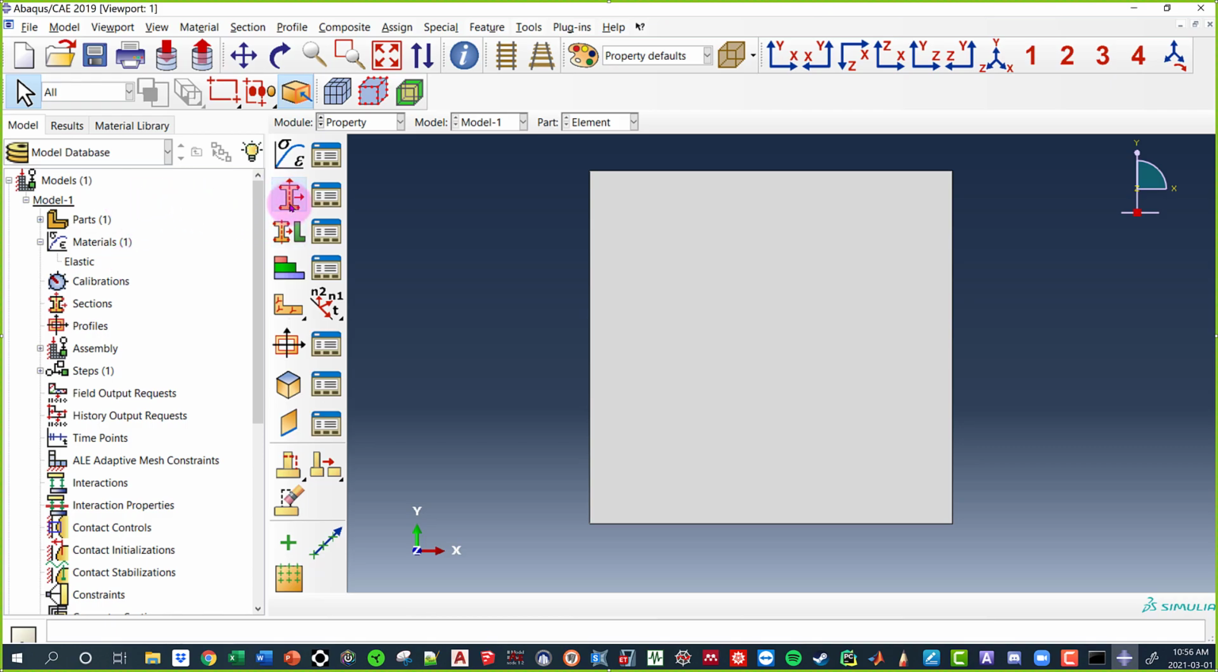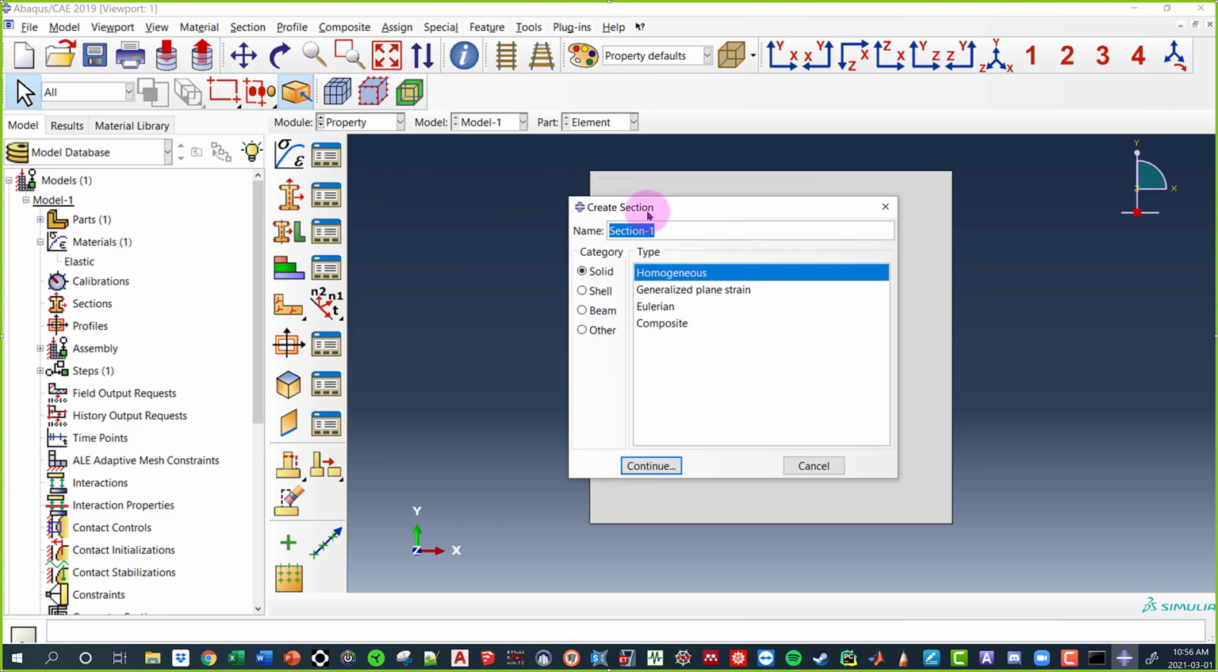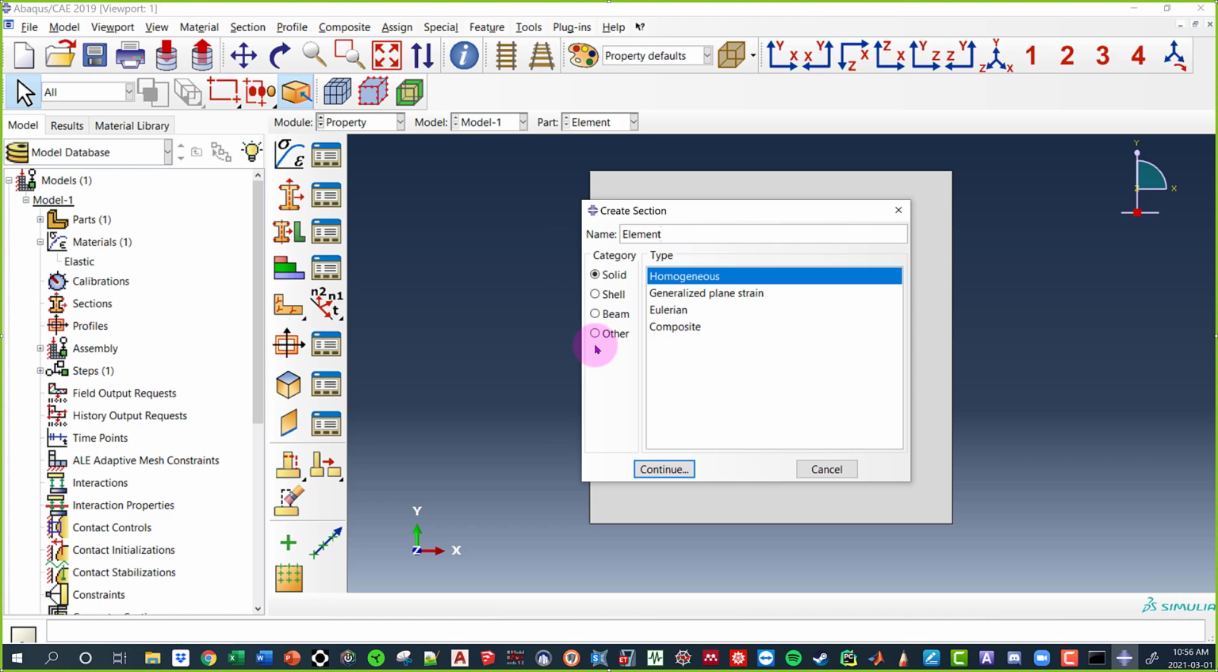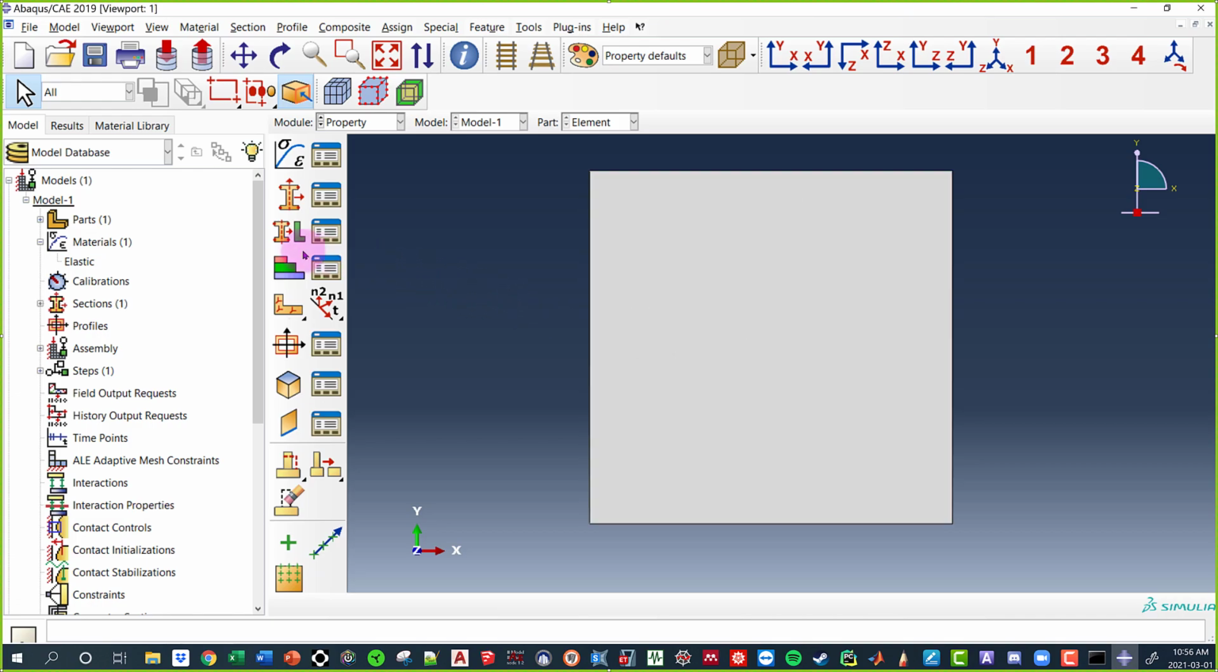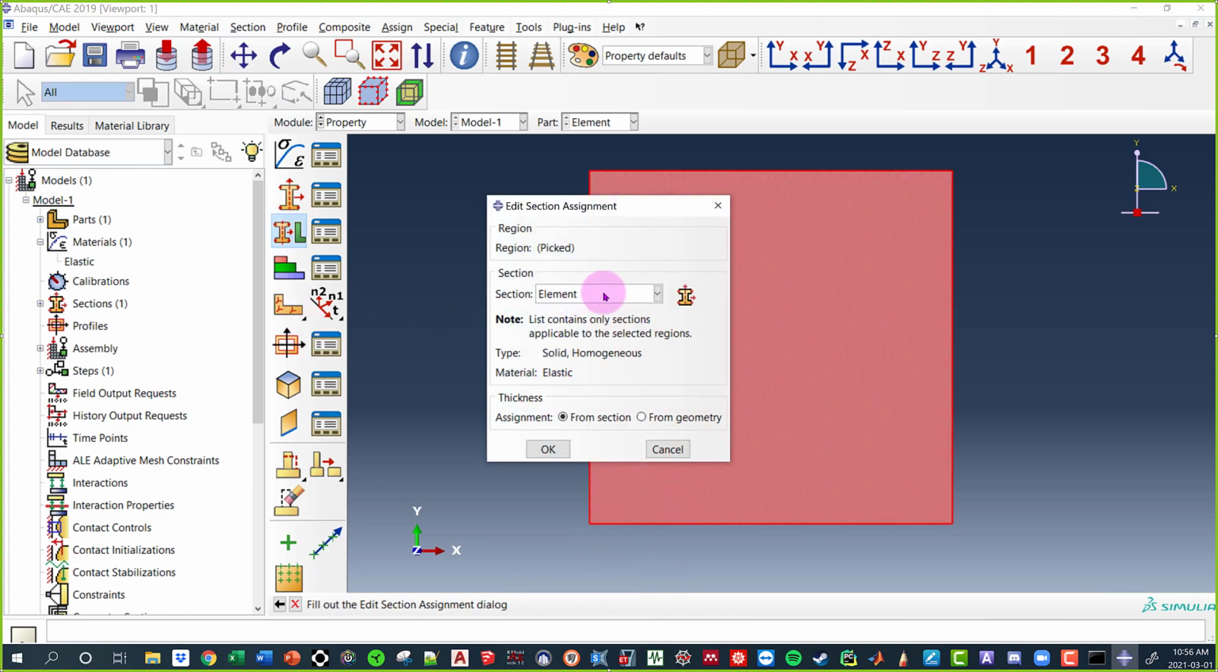The first thing I do is I create a section. I'm just going to call this my element section. Continue. It's going to be the elastic material I created. I'm going to go OK. So this creates the section, but now I'm going to apply that section I created into our element. So I'm going to click OK. It says section element, which we created, good.